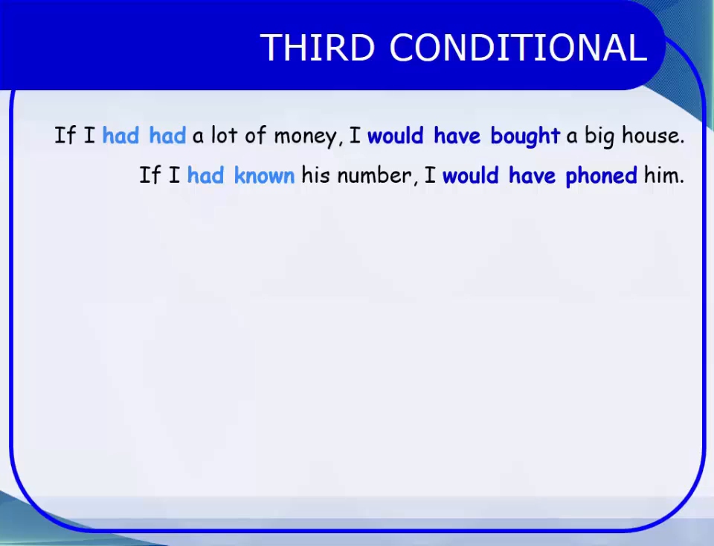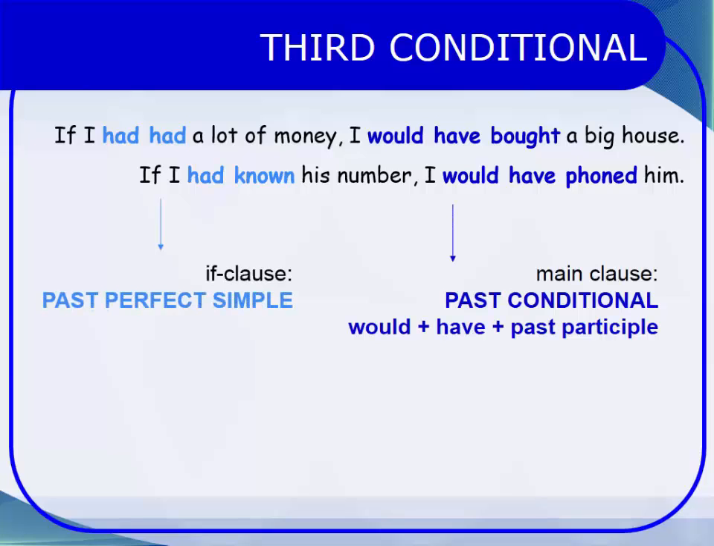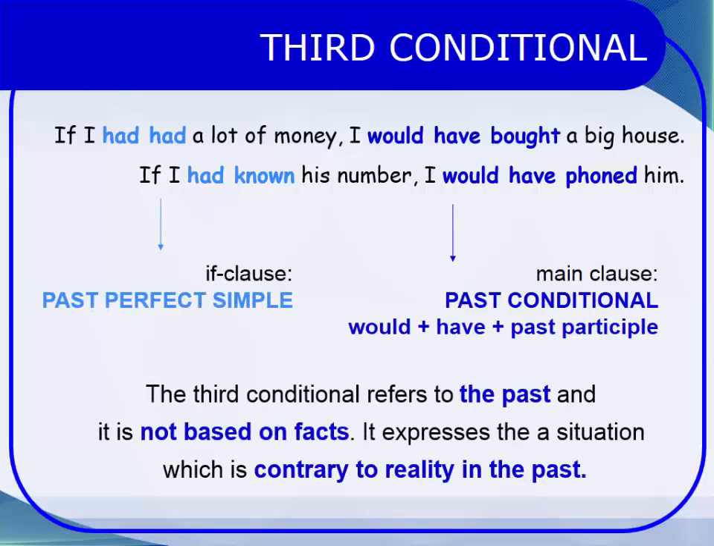More examples. If I had a lot of money, I would have bought a big house. If I had known his number, I would have phoned him. The first clause in the third conditional is formed by using the past perfect simple or had plus the past participle. And the main clause is formed by using the past conditional or would have plus the past participle of a form of the verb.